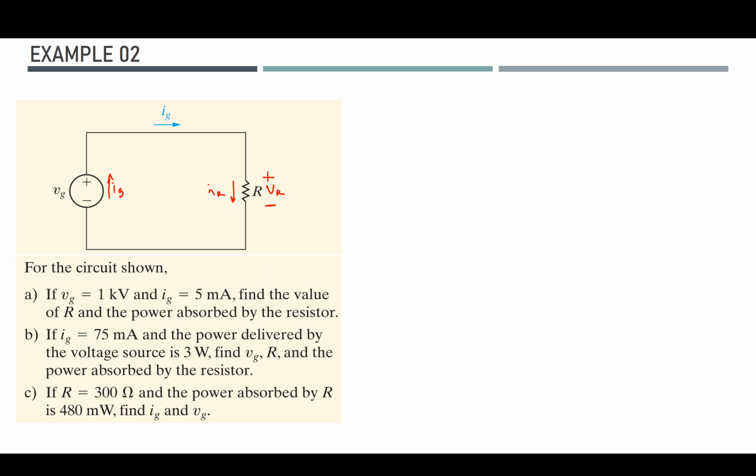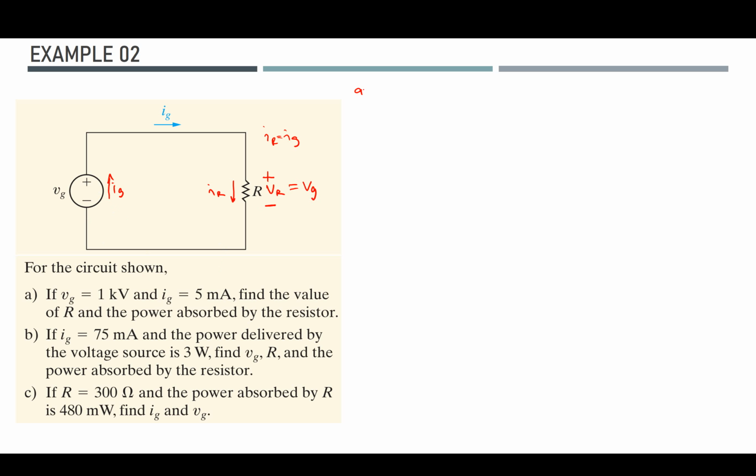So in this case, I realize that IR should be equal to IG because there is no other path for current to flow. And since I also have the resistor connected in parallel with the independent voltage source, and that independent voltage source sets the voltage across the resistor, then we can easily write this.